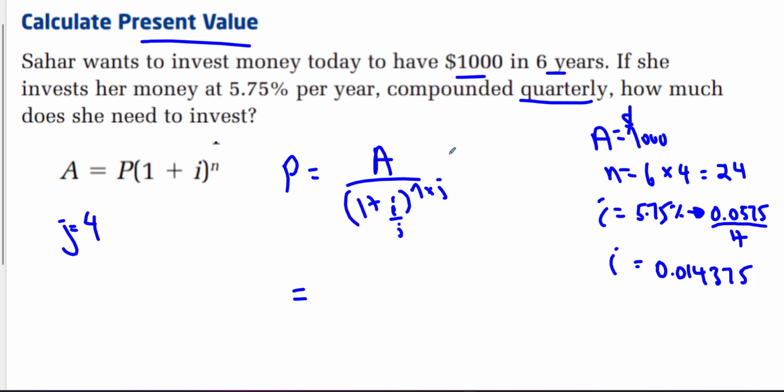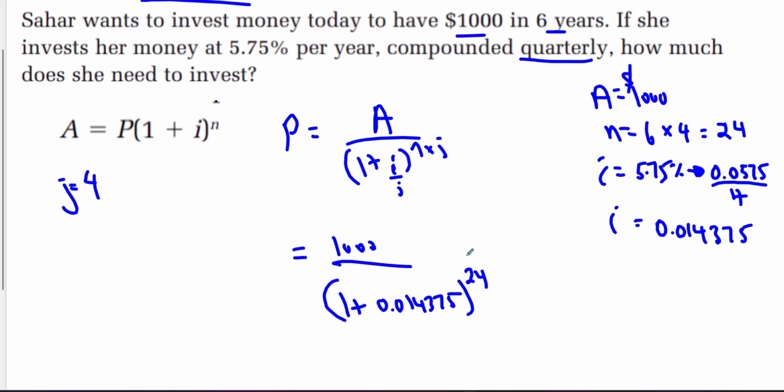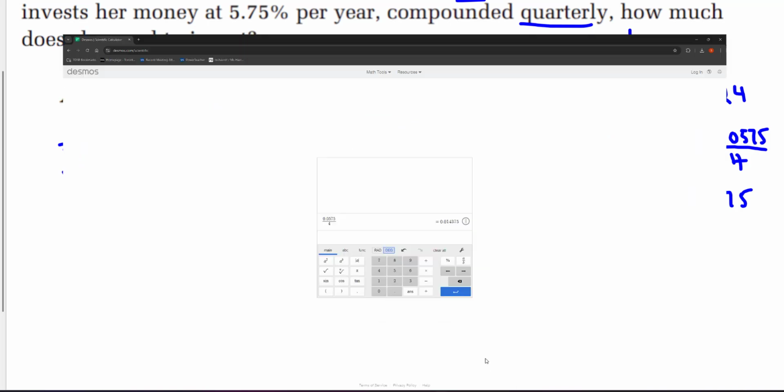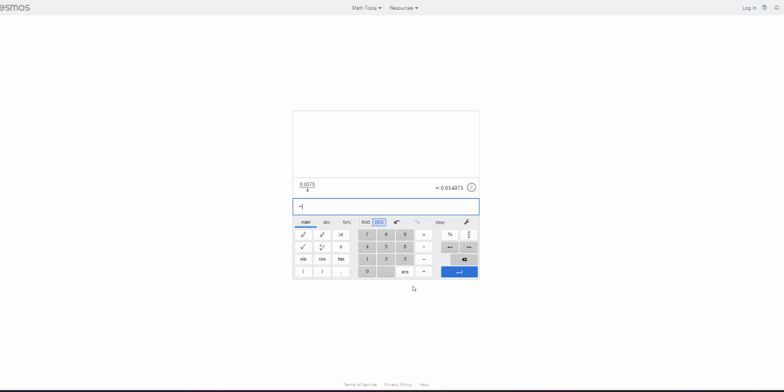Because remember, it's always N times J and I divided by J. So now my equation becomes $1,000 over 1 plus 0.014375 to the power of 24. Okay, this is a calculation, so let's just do this.